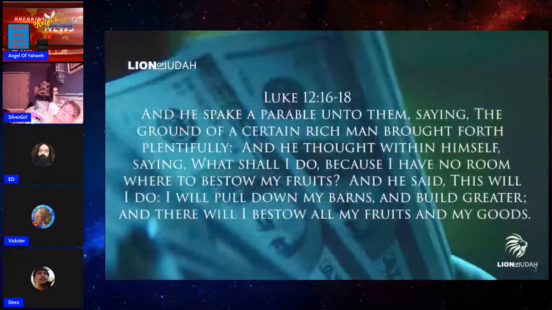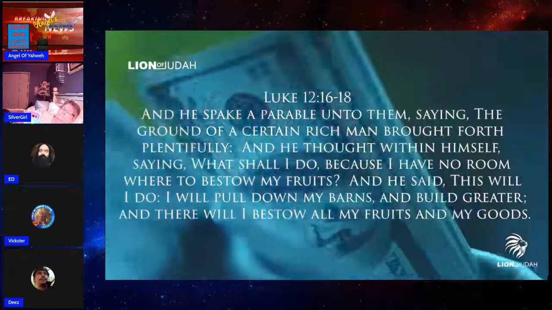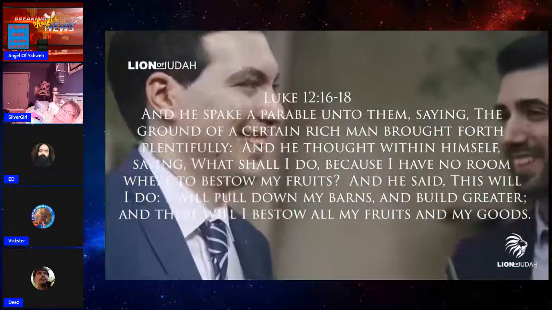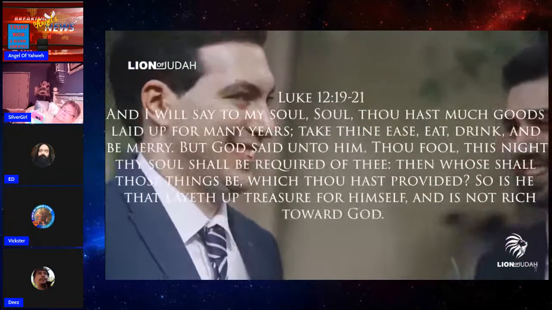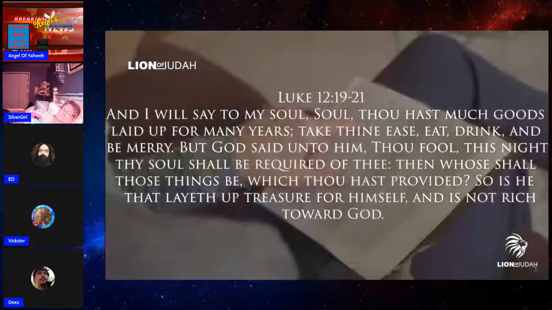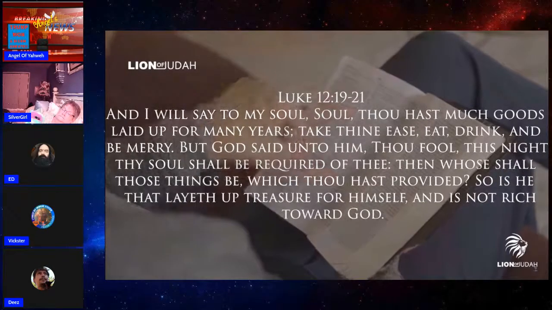And he said, This will I do. I will pull down my barns, and build greater, and there will I bestow all my fruits and my goods. And I will say to my soul, Soul, thou hast much goods laid up for many years. Take thine ease, eat, drink, and be merry.